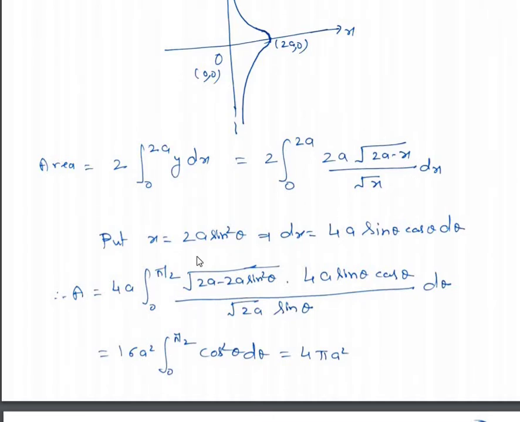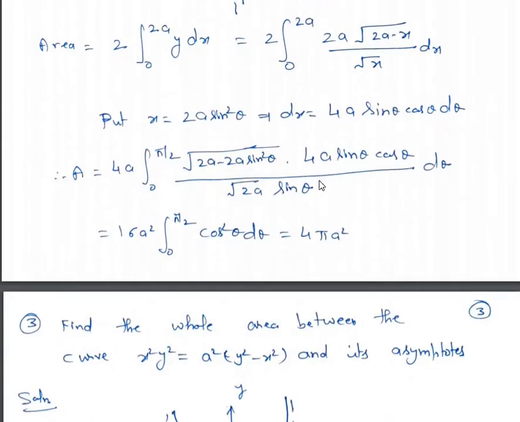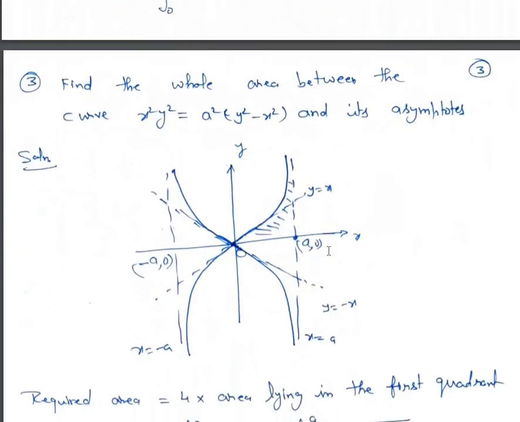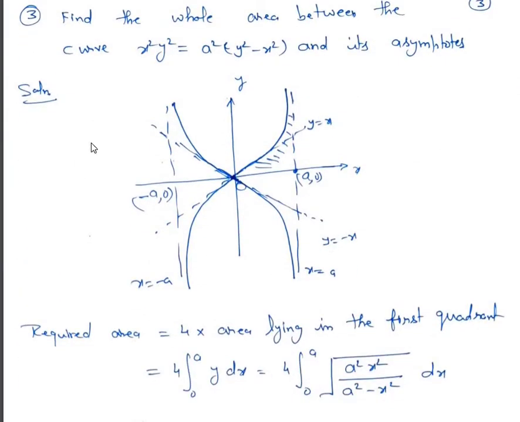Now in place of x put 2a sin² θ, and in place of dx put 4a sin θ cos θ dθ, and when you simplify it, you will get 16a² times the integral from 0 to π/2 of cos² θ dθ. So integrate cos² θ and put limits, we'll get the answer as 4πa². Let's take the next example.